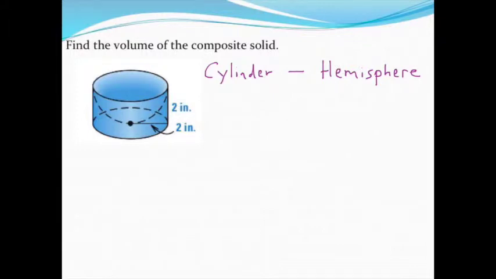So let's start with the cylinder piece. To find its volume, I need to know its base and its height. So let's go ahead and do those calculations. I can see the height of the cylinder is just 2. From base to base, it's a height of 2 inches.